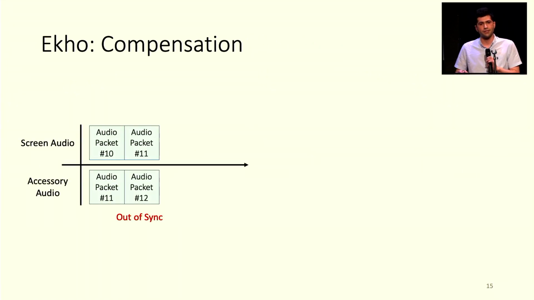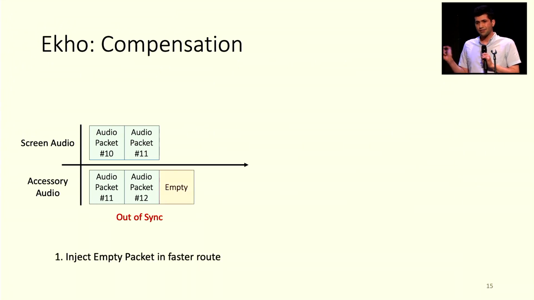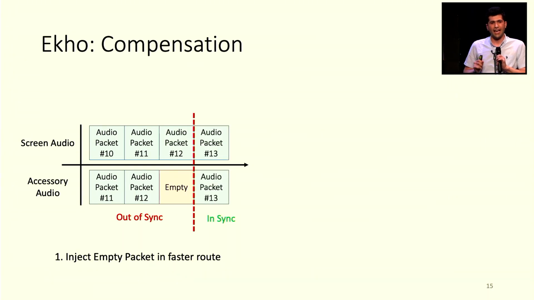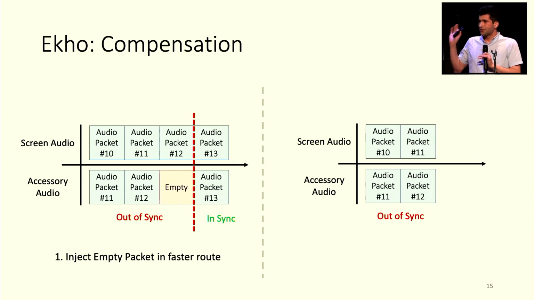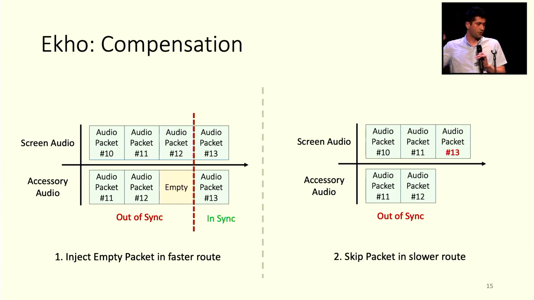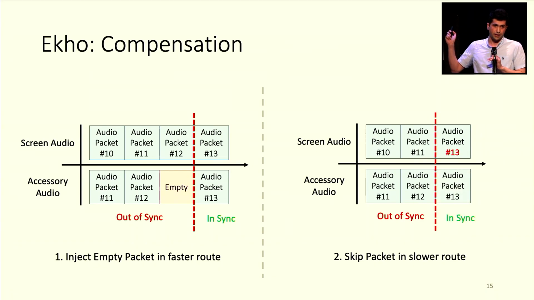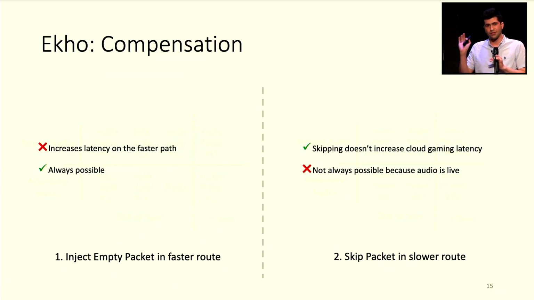Okay, having figured out the synchronization delay, how do I compensate for it? One simple approach is to pause the faster side to let the slower side catch up. We can do this pausing by adding empty silence packets. Another approach is to skip audio packets in the slower route. For example, in the top right, you can see the screen audio wants to play audio packet number 12 next, but I'm going to have it skip to number 13 so that it also catches up to the accessory side, which also wants to play audio packet number 13. Now, by default, we're going to use the silence approach. But whenever we can, we're going to be skipping packets, because skipping packets doesn't increase end-to-end latency.